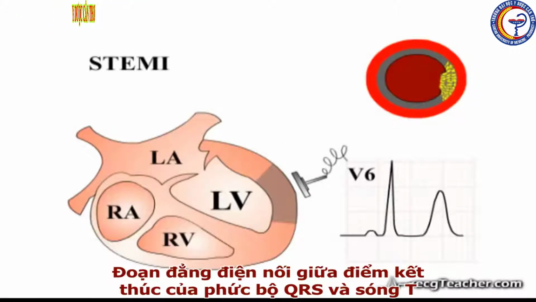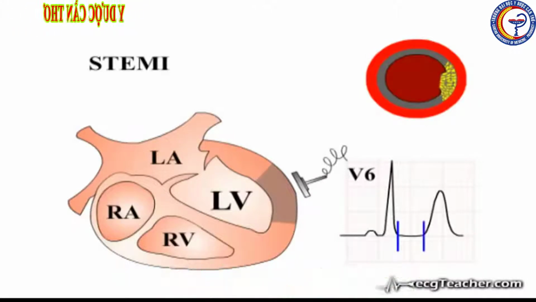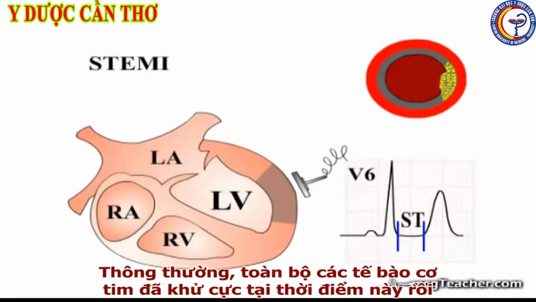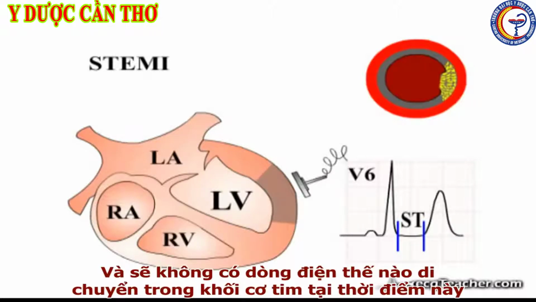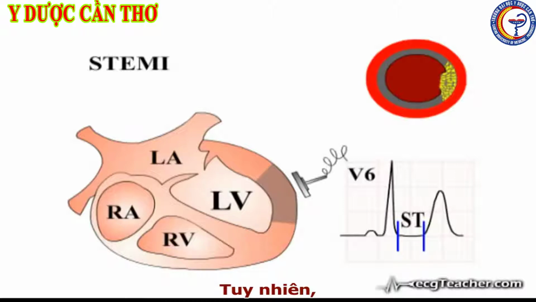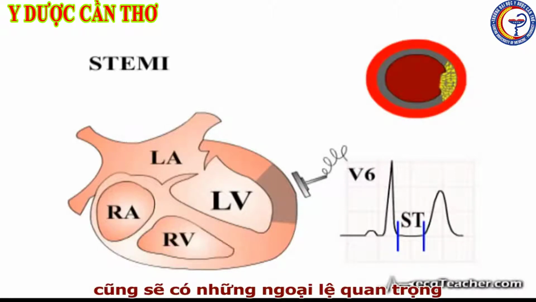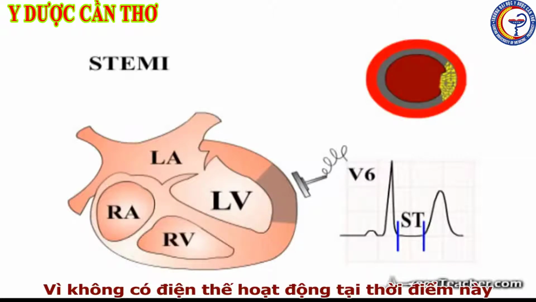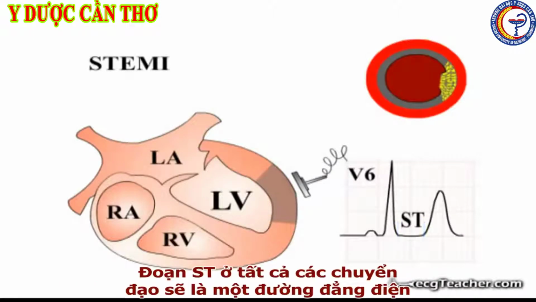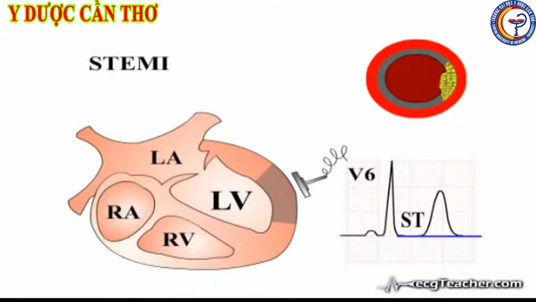In these early stages, hyperacute T wave changes are followed by a very characteristic ECG abnormality in the affected leads. The line on an ECG readout connecting the end of the QRS complex and the T wave is called the ST segment. Normally, all myocytes are depolarized at this time, and there is no electrical flow in the cardiac muscle. We'll see later that there are important exceptions, but under normal circumstances, as there is no electrical activity present at this time, the ST segments in all leads are expected to lie on the isoelectric line.